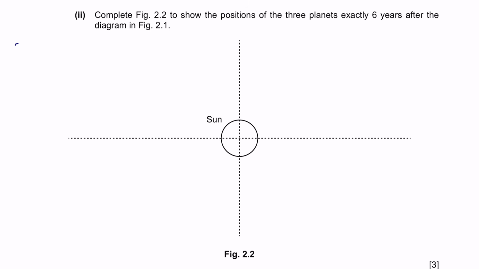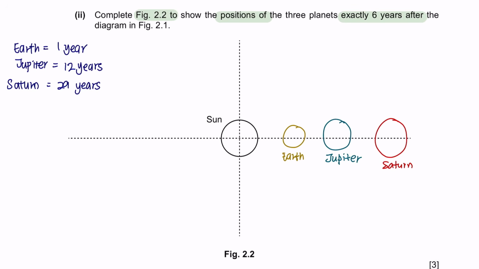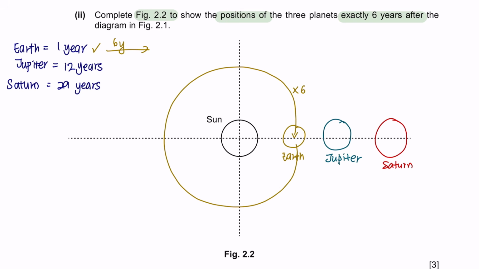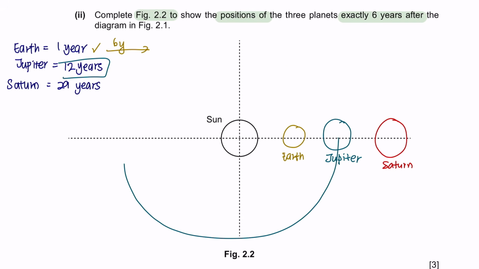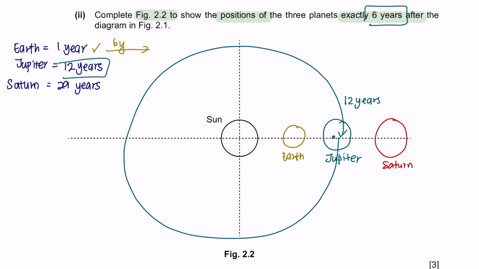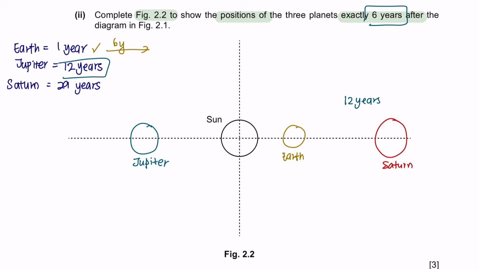Part 2. Complete Figure 2.2 to show the positions of the three planets exactly 6 years after the diagram in Figure 2.1. So we know that from Figure 2.1, these were the positions of the planets, and Earth takes 1 year to revolve around the Sun and return to its original position. So 6 years later, it would have completed 6 orbits around the Sun and returned to its original position. And for Jupiter, it takes 12 years to complete one full circle around the Sun and return to its original place, meaning that 6 years after, it would have only completed half of the orbit around the Sun. So Jupiter would be here 6 years later.